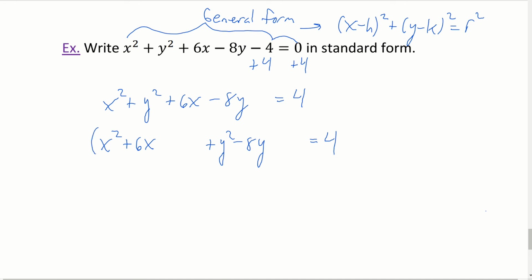So let's group or kind of associate. Here's all of our x stuff, and now here's all of our y stuff. And now what we want to do in each of these groupings is complete the square in both the x and the y variable.